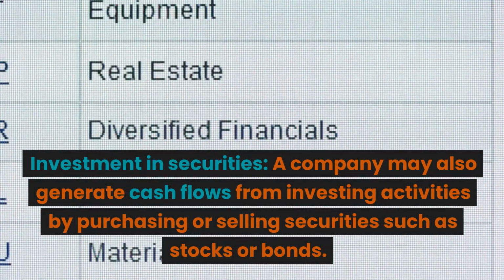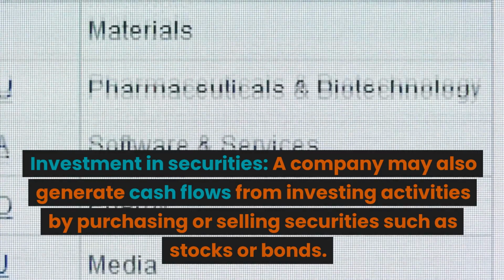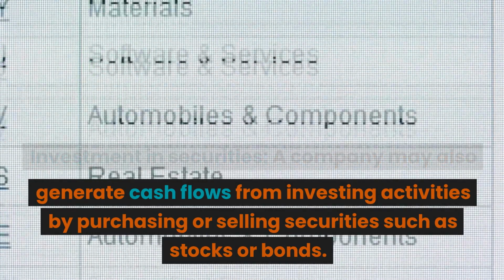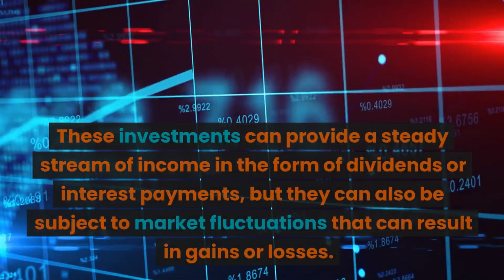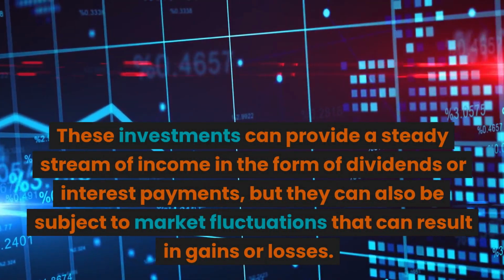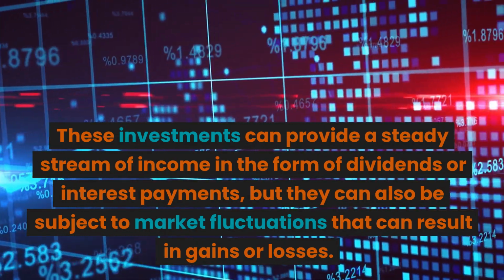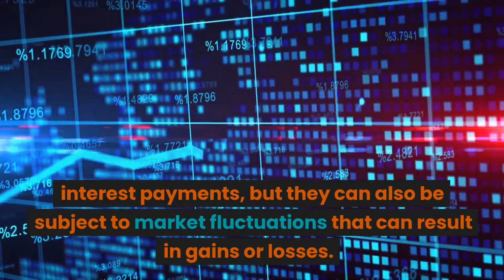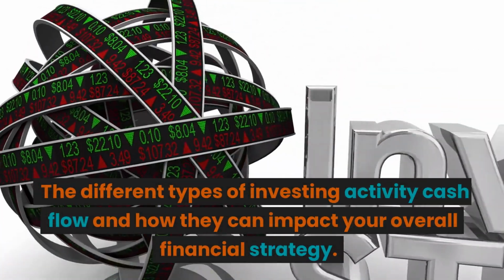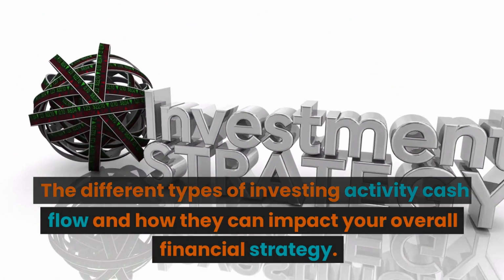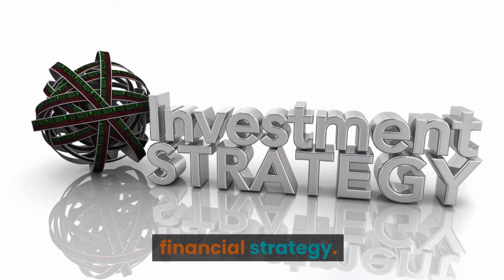Investment in securities. A company may also generate cash flows from investing activities by purchasing or selling securities such as stocks or bonds. These investments can provide a steady stream of income in the form of dividends or interest payments, but they can also be subject to market fluctuations that can result in gains or losses. The different types of investing activity cash flow and how they can impact your overall financial strategy.